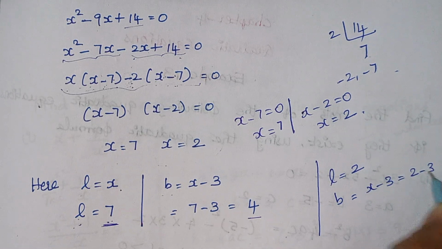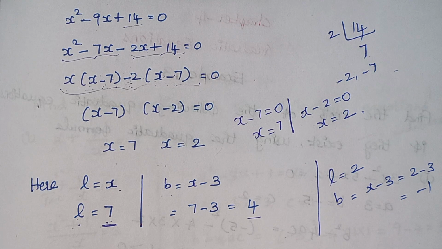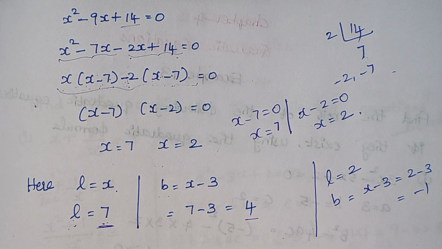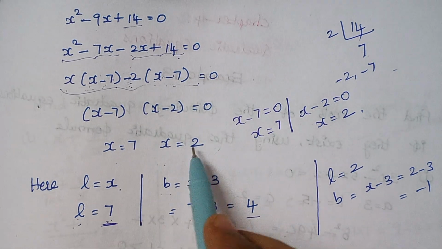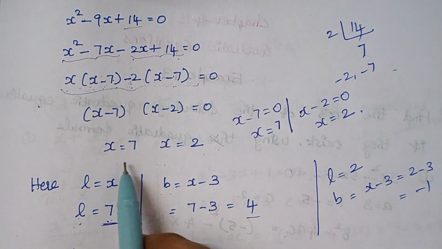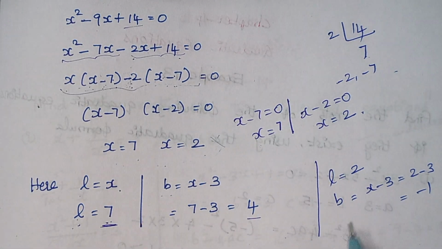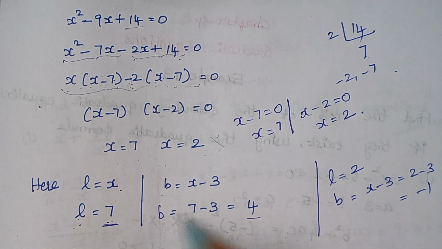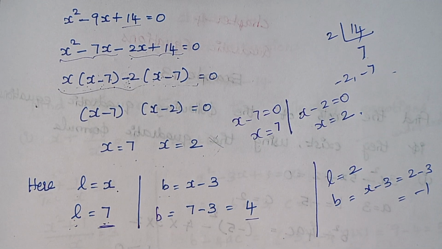That is 2 minus 3, which gives you a negative answer. Can a side of a rectangle be negative anyway? No. Obviously the area or side or whatever the term may be, it should be a positive value. So here we don't select x equal to 2. That is the reason we are going with the value of x equal to 7. So when x equal to 7, that is when the length is 7, the value of the breadth is 4. Now we can check whether the obtained answer is right or wrong.